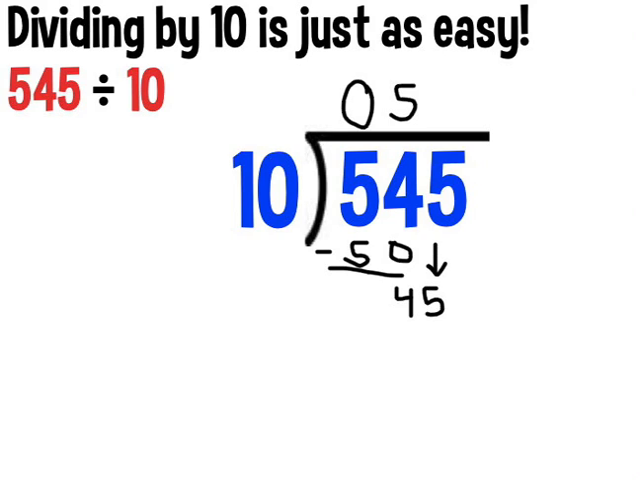How many times does 10 fit into 45? It fits in 4 times because 10 times 4 is 40. And 45 minus 40 is 5. And that means that our answer is 54 remainder 5. Now, that's the long way to do it, but there's a trick.